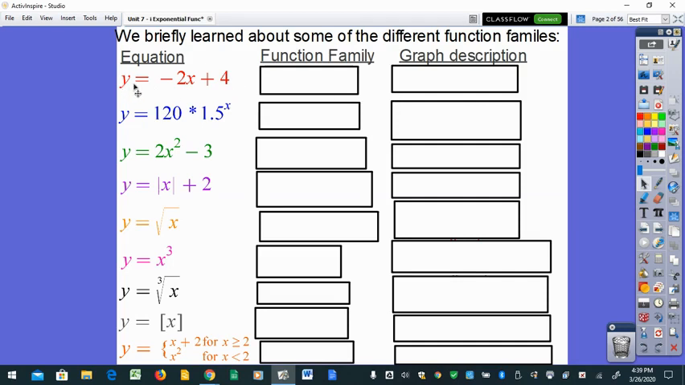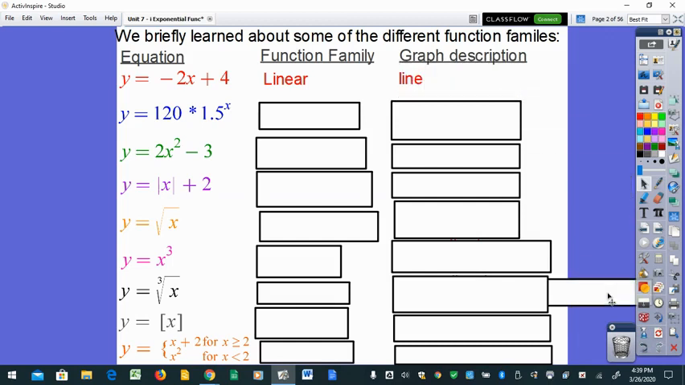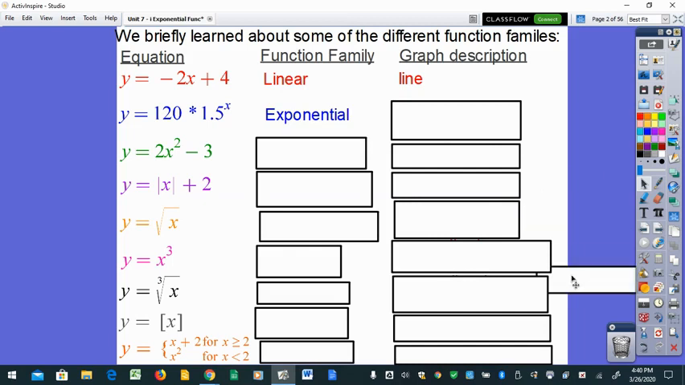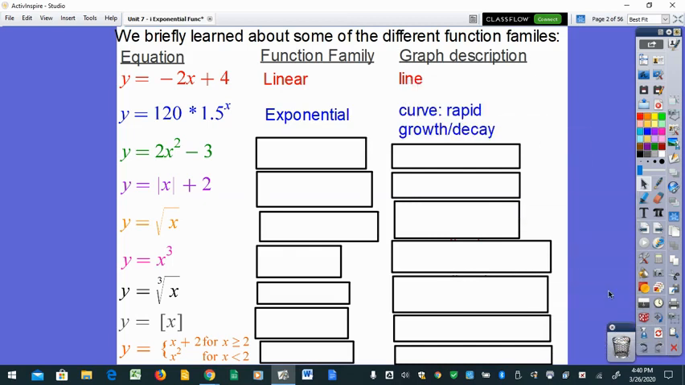So function family, y equals mx plus b. This is our linear. We did a whole 2 units on this, linear functions, and then we did systems of linear functions. Of course, the graph would be a line. Here we've got a variable exponent. We've got a number times a base raised to a variable. That should be our exponential. And we're going to expect that curve that either has a rapid growth or a rapid, what's called decay.